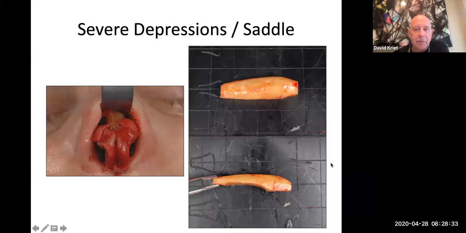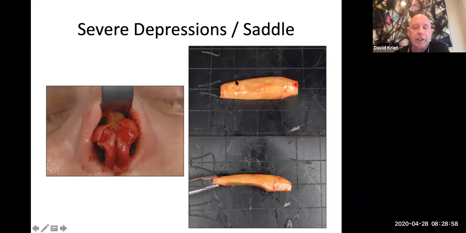But for more severe depressions, typically I'm going to use a rib graft. And so for years, I've carved these canoe-shaped grafts. Sometimes I'll thin it out where it rests on the bone, leave it a little bit more prominent down below, and then tuck it in underneath the lower lateral cartilages. You can see some warping of these.